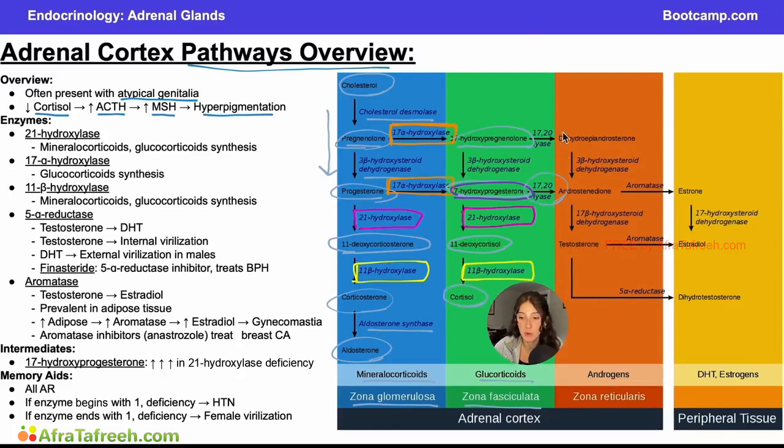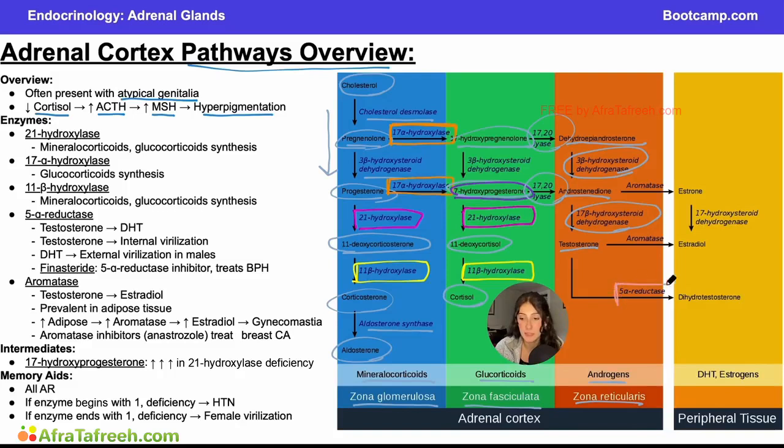Moving laterally once more, we have 17,20-lyase. This is an enzyme that is going to create either from 17-hydroxypregnenolone dehydroepiandrosterone or from 17-hydroxyprogesterone androstenedione. 3-beta-hydroxysteroid dehydrogenase can also create androstenedione within this pathway. 17-beta-hydroxysteroid dehydrogenase can then create testosterone, one of our androgens that is going to be made by the zona reticularis.